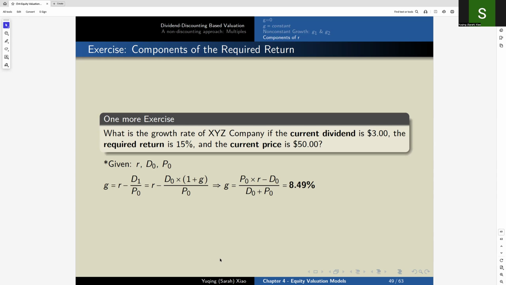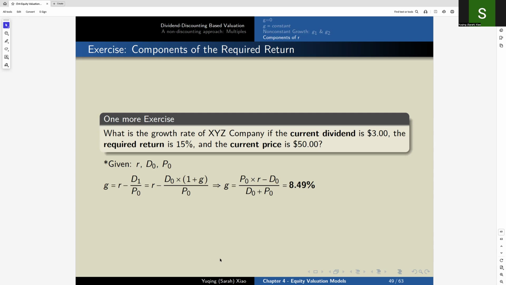The growth rate g must satisfy this relationship. Required return equals dividend yield based on next year's dividend plus g. But next year's dividend is today's dividend times 1 plus g. So the equation is 15% equals 3 times (1 plus g) divided by 50, plus g. If you solve that equation, you find the growth rate is about 8.5%.